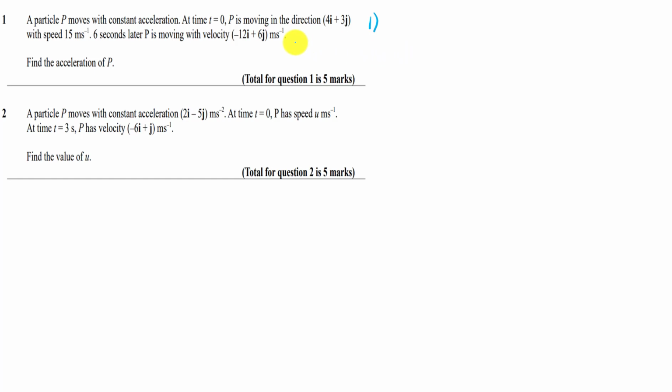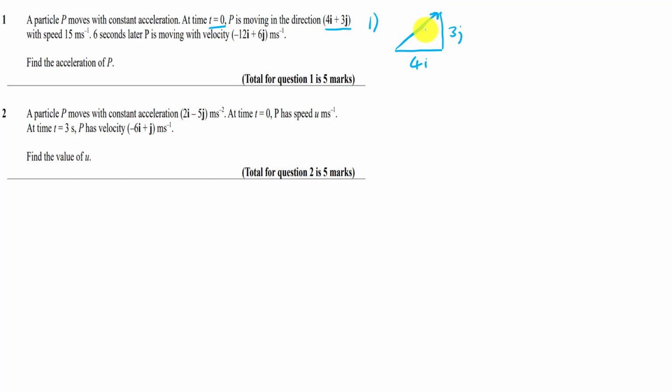So it says P is moving in this direction, 4i plus 3j, at time t equals 0. So at time t equals 0, 4i represents the x axis. So that is 4, imagine that's 4i and that's 3j, that's the direction it's travelling at. Right? So it's really going in this motion, like this arrow here.